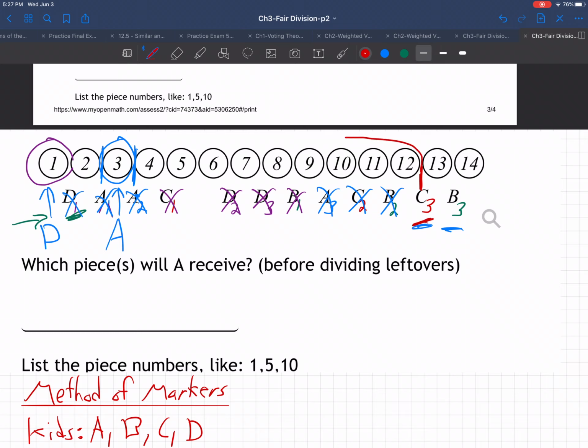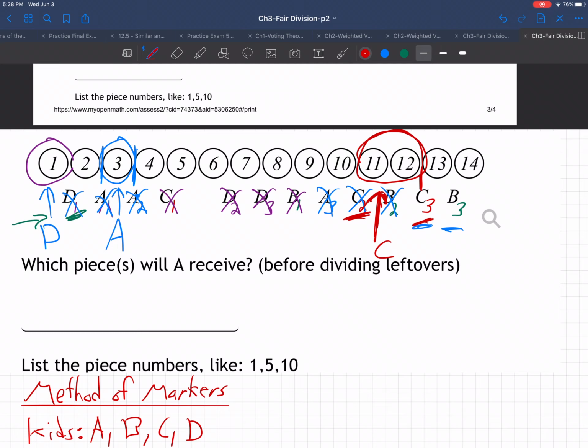Now, how far? Do I just go way like crazy like that? No. Remember, only till the next marker, which is right there. So in other words, just candies 11 and 12, that will be C's section. Just candies 11 and 12.